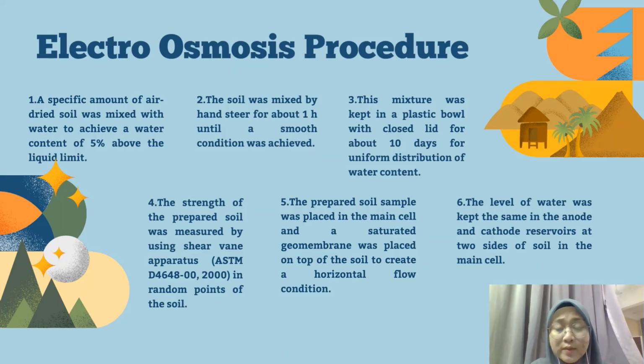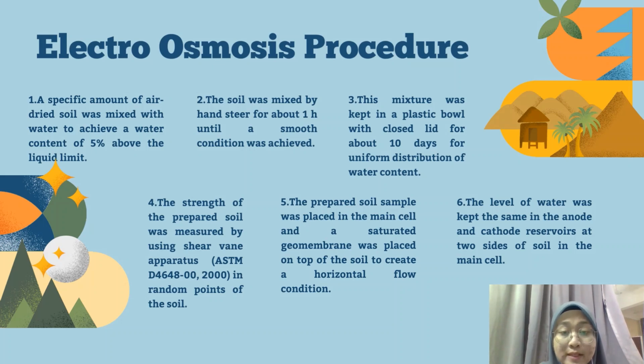For the procedure of this method, first, a specific amount of air-dried soil was mixed with water to achieve a water content of 5% above the liquid limit. Second, the soil was mixed by hand for about 1 hour until a smooth condition was achieved. Third, this mixture was kept in a plastic bowl with a closed lid for about 10 days for uniform distribution of water content. Fourth, the strength of the prepared soil was measured using a shear vane apparatus at random points of the soil.